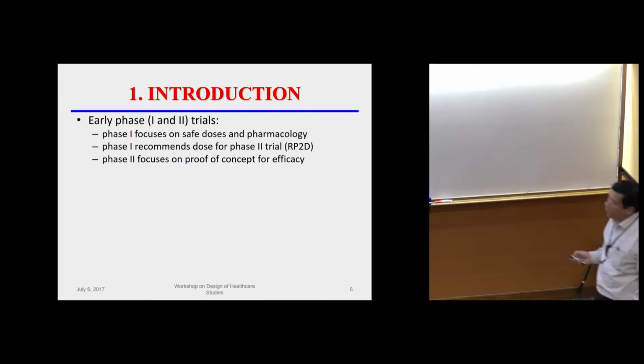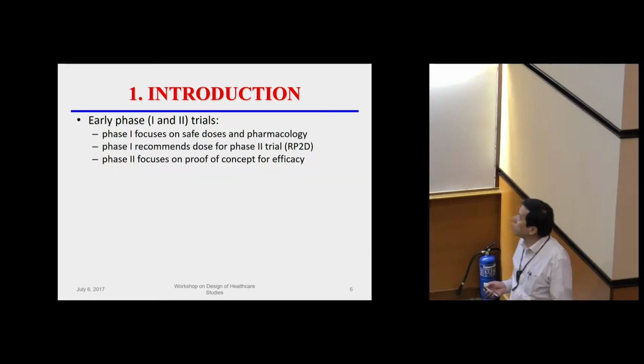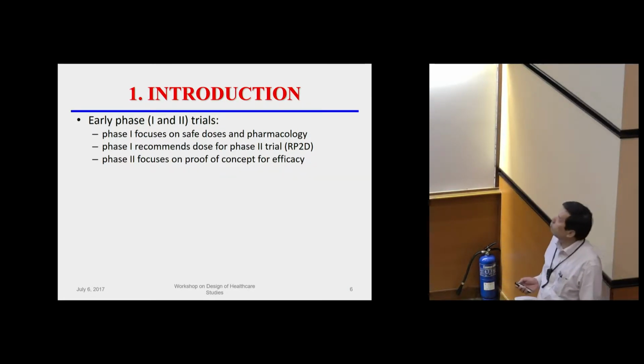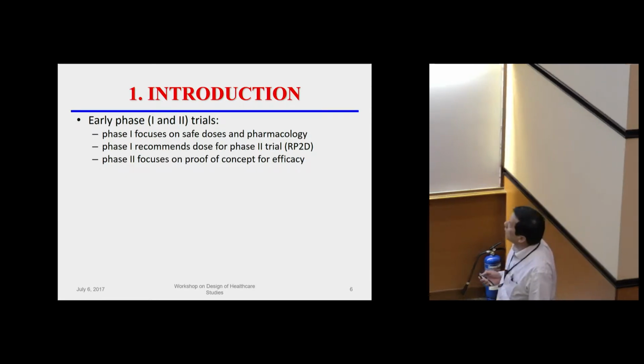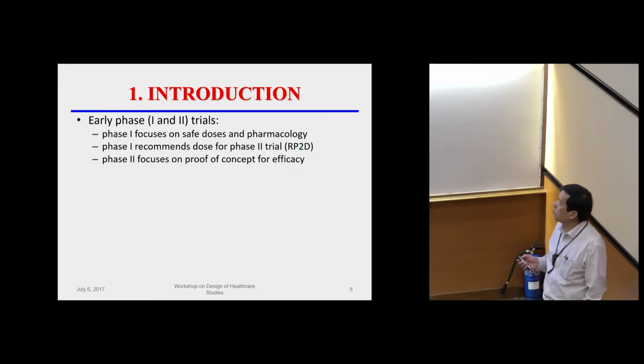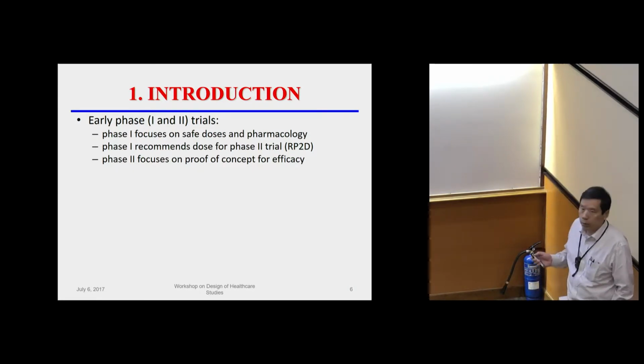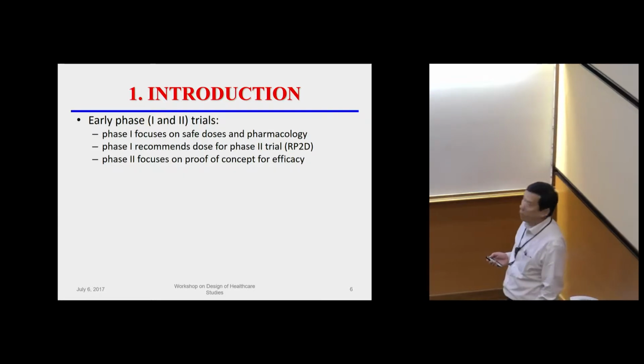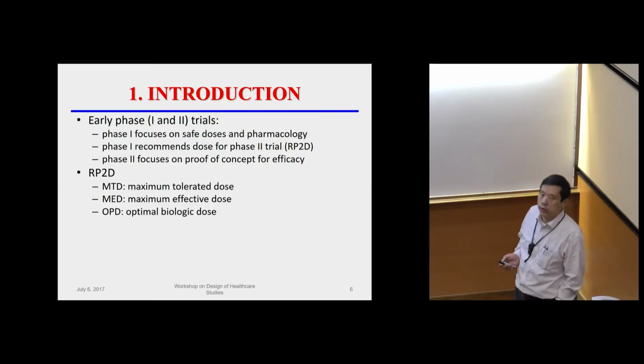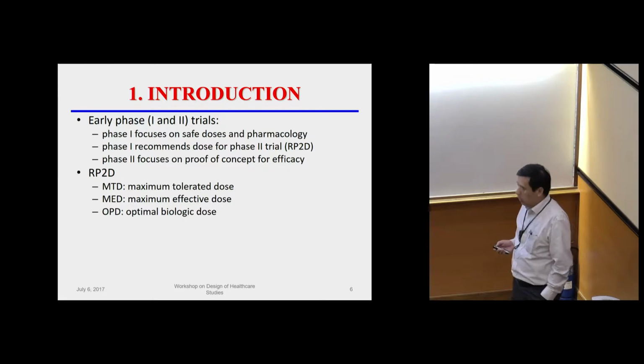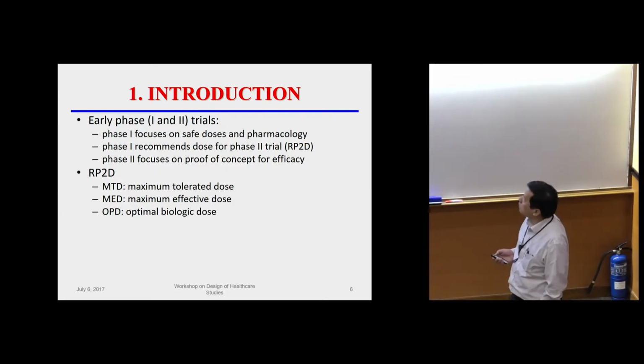In early phase work done in the university, we mostly work on early phase 1 and sometimes phase 2. The university rarely goes to phase 3. Phase 1 usually focuses on safe dose and PK/PD, and we want to recommend the dose for phase 2 trials. Sometimes the university runs simple phase 2 trials focused on proof of concept, and then delivers the product to drug companies to develop.